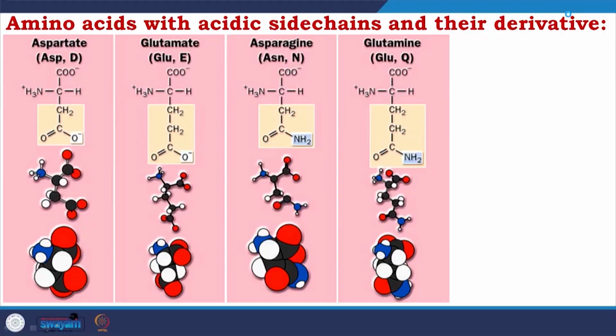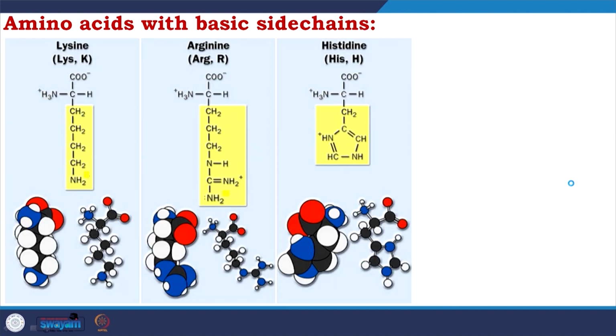Amino acids with acidic side chains and their derivatives: as I told already, aspartate and glutamate are acidic amino acids, whereas asparagine and glutamine have CONH, whereas acidic means COOH. So, this is aspartate and glutamate, and this is asparagine and glutamine. Again, amino acids with basic side chains: there are lysine, arginine and histidine. Lysine has one prong, one nitrogen, arginine has two prongs, two nitrogens, and histidine has its nitrogen inside the ring.